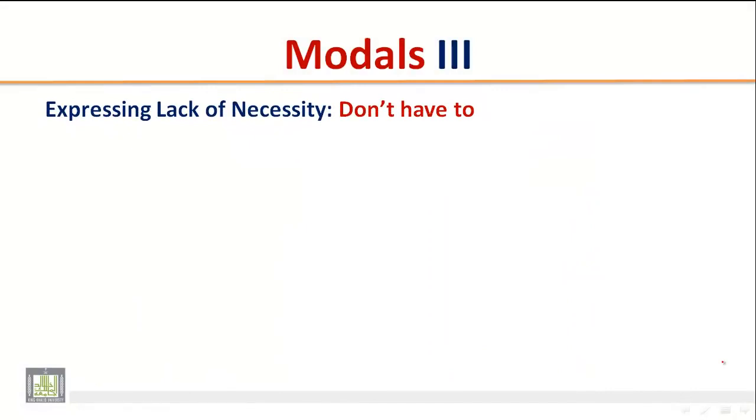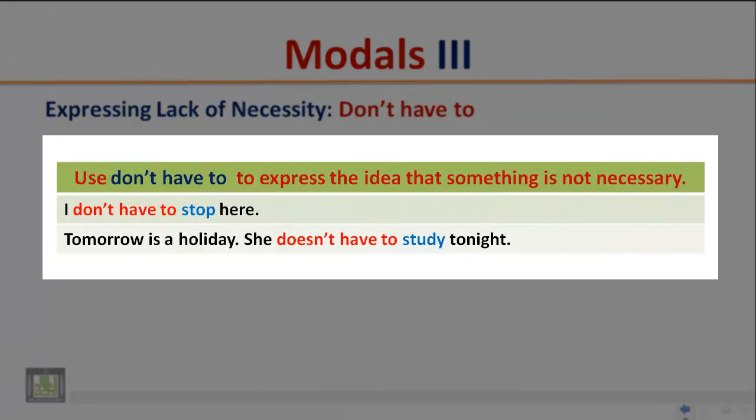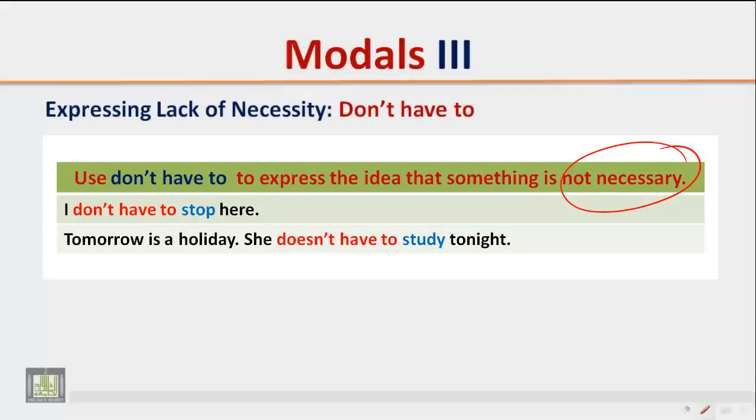Expressing lack of necessity, don't have to. Use don't have to to express the idea that something is not necessary. Examples: I don't have to stop here. This sentence implies that it's not necessary to stop here. Tomorrow is a holiday. She doesn't have to study tonight. This sentence implies that it's not necessary for her to study tonight.